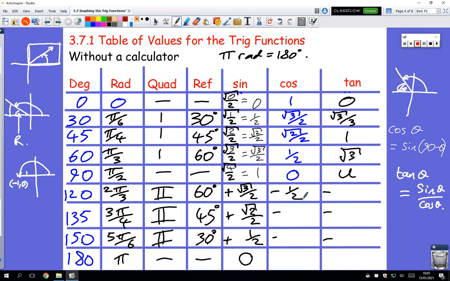And what I want you to do is really see the kind of symmetry here. If I look at the sine column: 0, 1/2, root 2 over 2, root 3 over 2, 1, root 3 over 2, root 2 over 2, 1/2, 0. And those numbers kind of repeat themselves. What happens is the signs change.